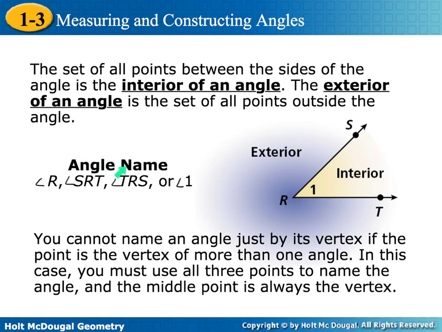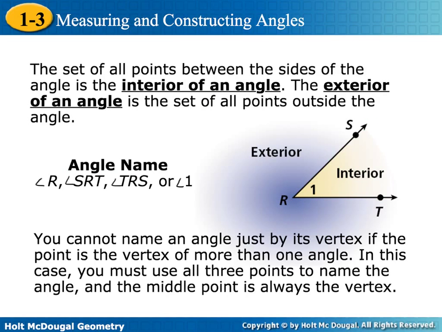So now let's name the angles, angle names. To name this angle, again, the first way was to name it by its vertex. So I could call it angle R. Angle R would be an appropriate name for this angle. Or you could call it by its side points and the vertex. SRT or TRS. Notice I put my R in the middle. I start at the sides, I go to the vertex, and then the other side. You have to go in order like a connect the dots.